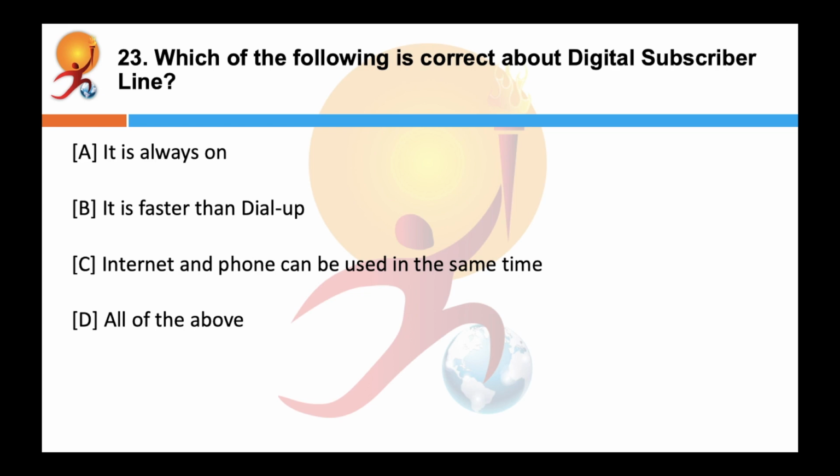Which of the following is correct about digital subscriber line or DSL? Correct answer is D. All of the above. A digital subscriber line is always on and is faster than dial-up. In DSL, internet and phone can be used at the same time.